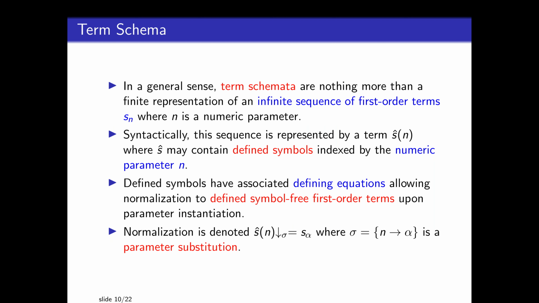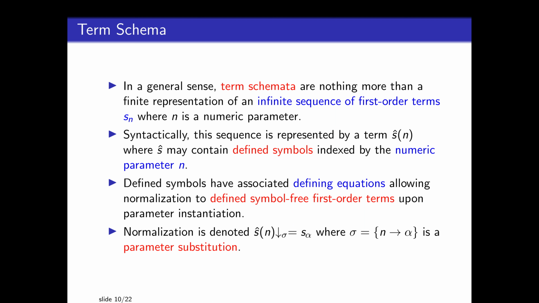So we've talked a lot about schematic things, and this is about unification over a term schema, all right? So let's give a general idea of what this is. It's nothing more than you have an infinite sequence of first order terms, where this n is actually part of the object language, this numeric parameter, and we want to talk about these infinite sequences which are finitely representable, only those infinite sequences. All right? So syntactically, we have this hat symbol here. We use hat to represent defined symbols.